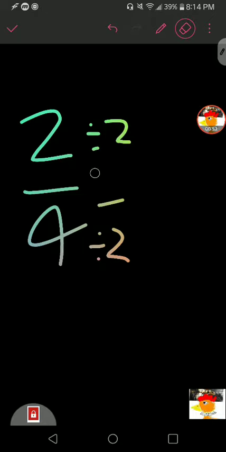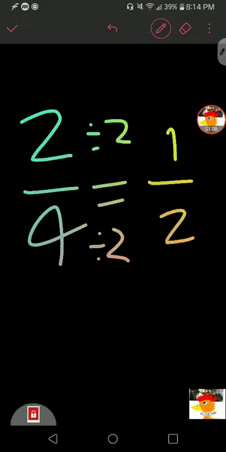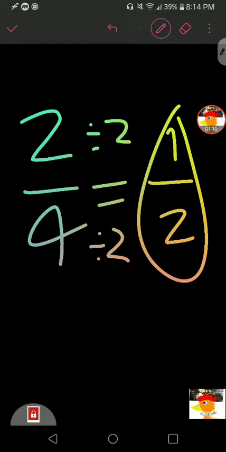What is this line? I don't know what that was for, but okay. Oh, but yeah, that was an equal sign. What? I swear, this is so weird. So, 2 divided by 2 is 1. 4 divided by 2 is 2. So, this is our answer.